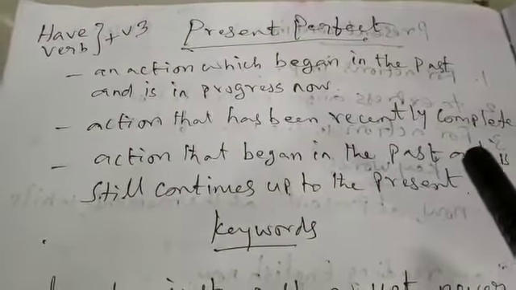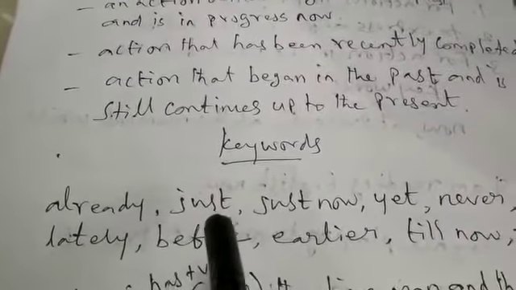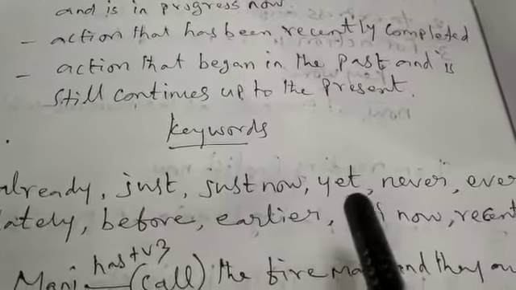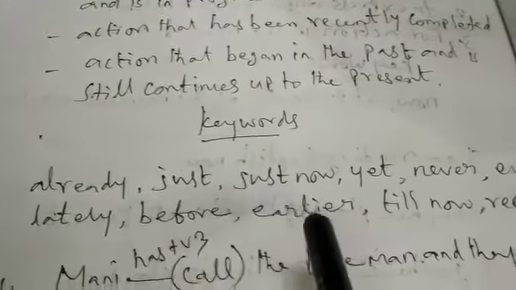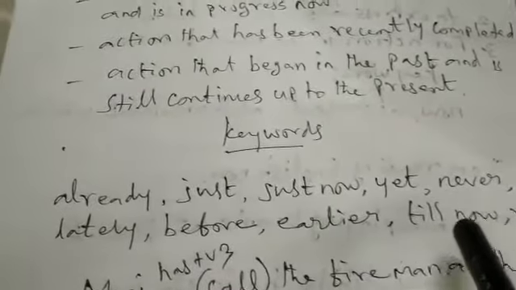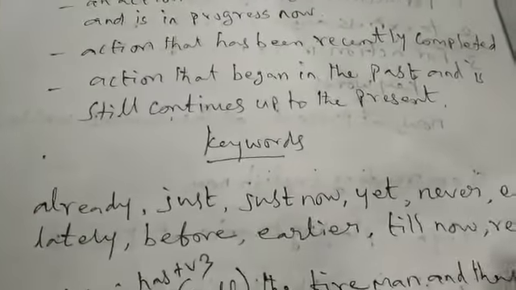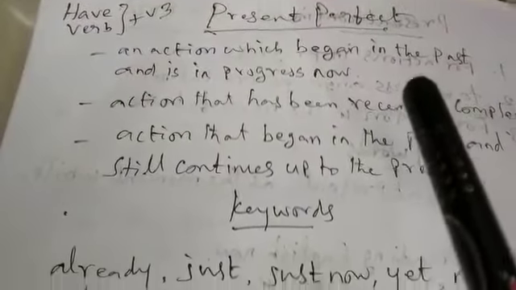Okay. What are the keywords? Already, just now, yet, never, ever, lately, before, earlier, till now, recently. These words are called keywords for present perfect tense.